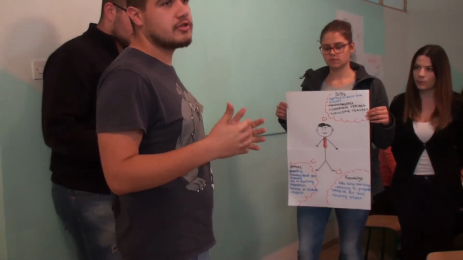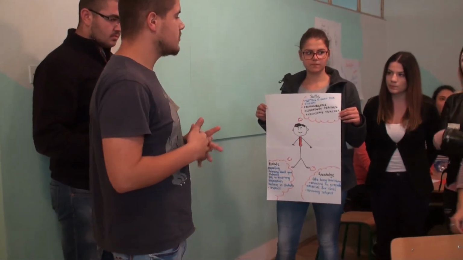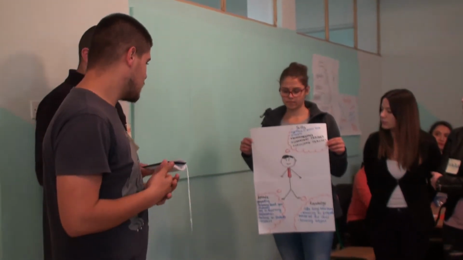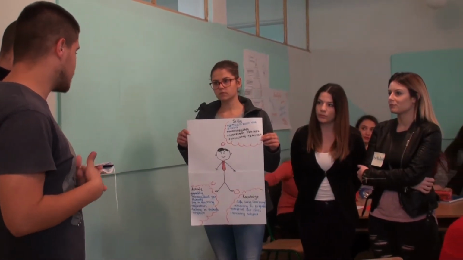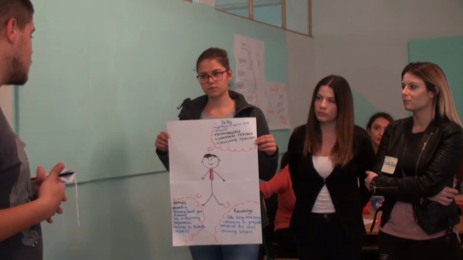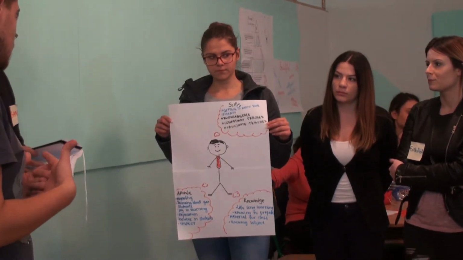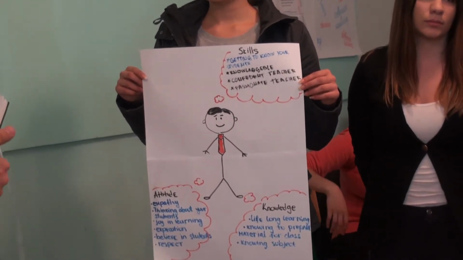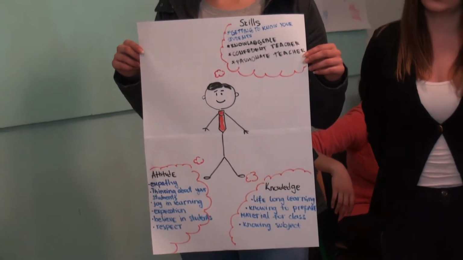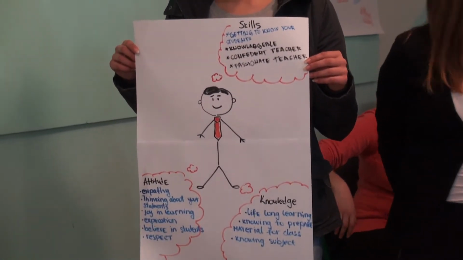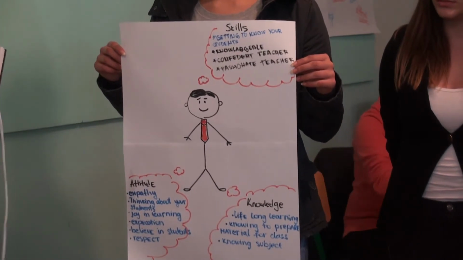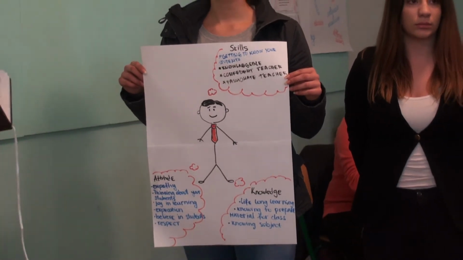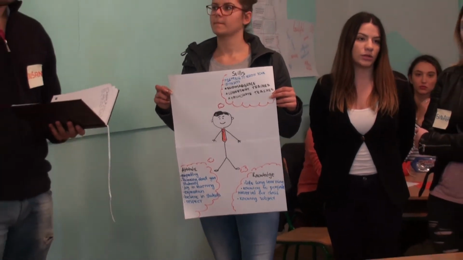Teachers need to know their students, to be knowledgeable, to be a confident teacher, and a passionate learner. Okay. Next. Attitude. The teacher needs to have empathy for their students, thinking about students, joy in learning, to have expectations from their students, believe in them, and to respect them, of course. Okay. Knowledge: to be a lifelong learner, to prepare material for class, and to know the subject they teach. To know the subject that he or she teaches, yes, good.